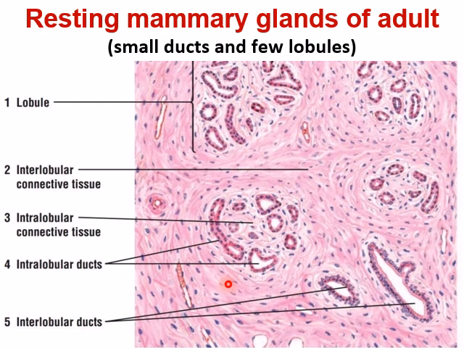Here is the resting mammary gland. Here is the lobule. There is interlobular tissue, connective tissue, and here are the intralobular ducts, intralobular and interlobular ducts.